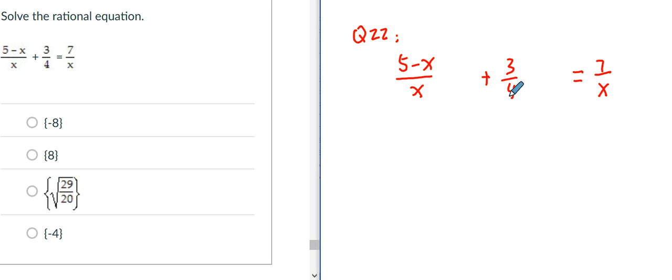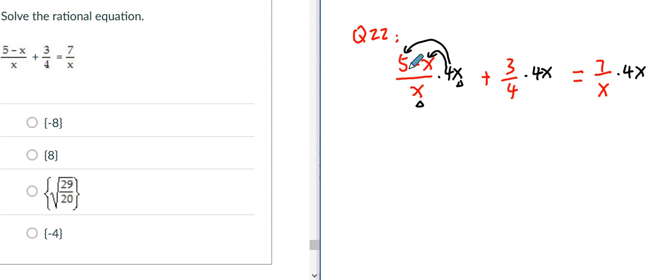So then you do what? Everywhere multiplied by 4x. If you do not like the denominator, get rid of it. That's what I always say. Okay, this x will be cancelled. And then you will have a 4 distributed to everywhere.